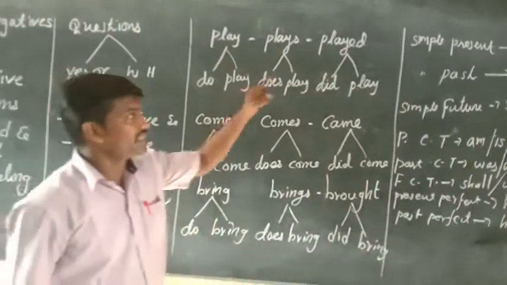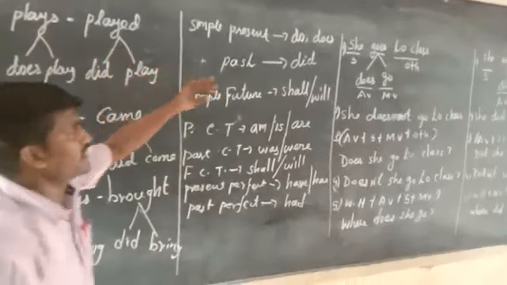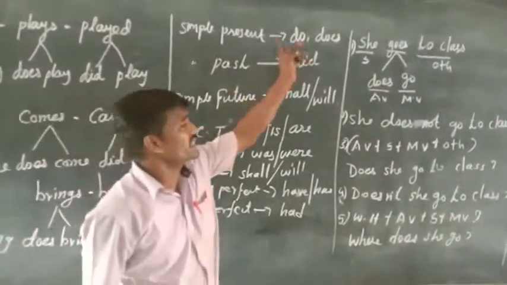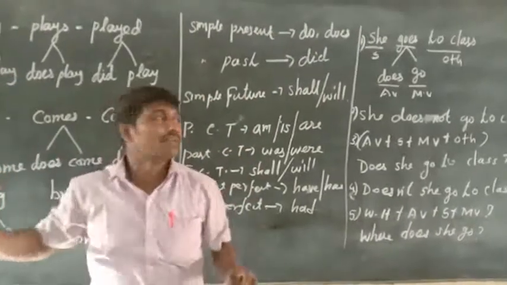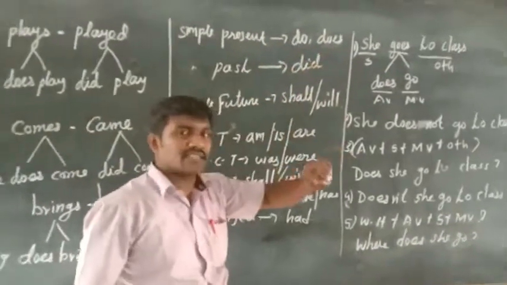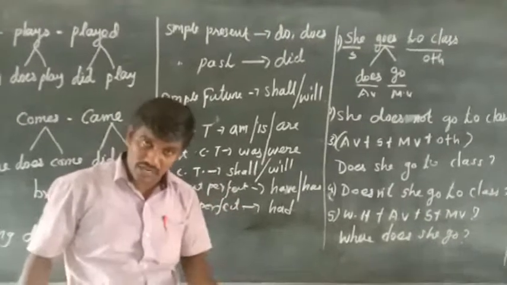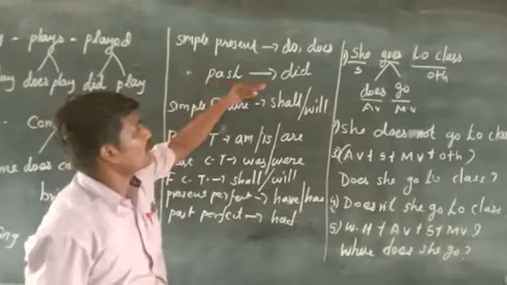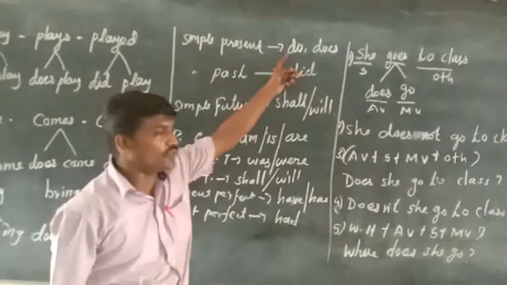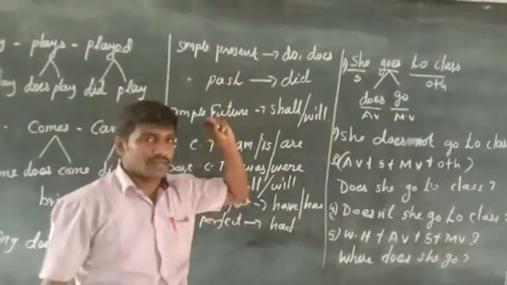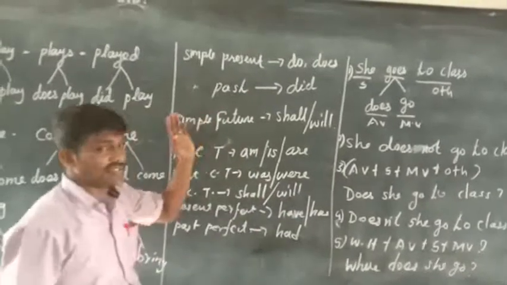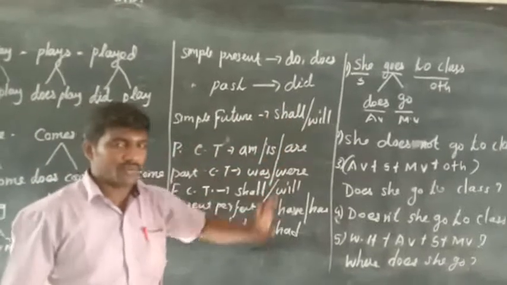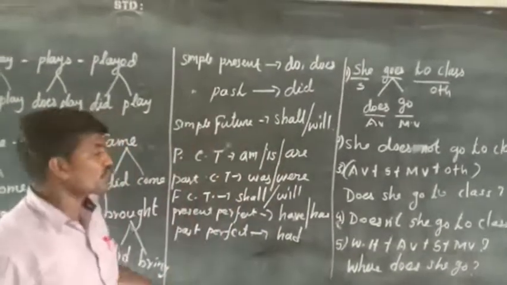Moving on. In the simple present tense, we have to use the auxiliary verb do and does. You are already very strong in the auxiliary, because how do we separate the verbs here? Do and does. Does indicates the simple present tense and, at the same time, the third person singular in the sentence. Then for the past, did is the auxiliary. So do and does are used for the simple present tense. Did indicates the past tense. For the simple future, shall or will is the auxiliary verb.